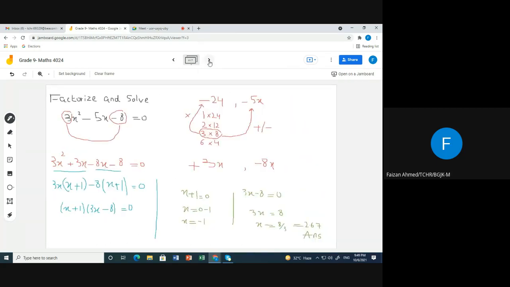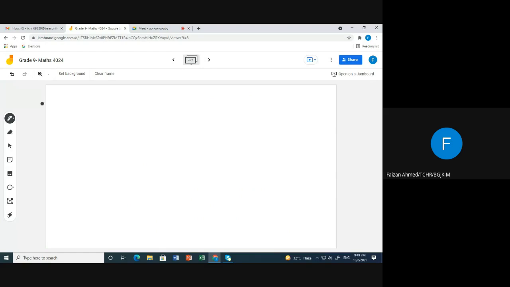Okay, so the next question is you have to simplify and solve. This is the last question of your assessment paper, right? Simplify and solve by using the quadratic formula. You have to use the quadratic formula.